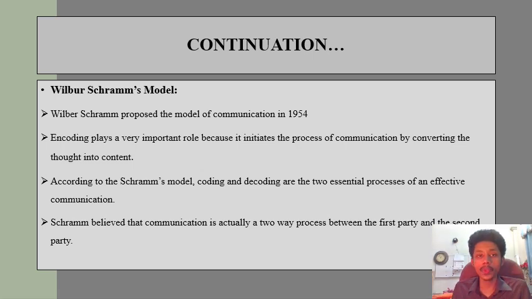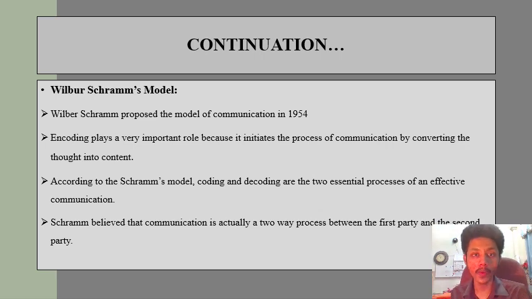Okay, now we are in the next slide, Wilbur Schramm's model. We saw Shannon's model before, now we are looking at Schramm's model. Wilbur Schramm proposed the model of communication in 1954. Information is of no use unless and until it is carefully put into words and conveyed to others.